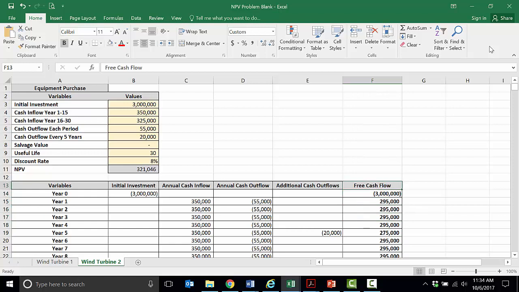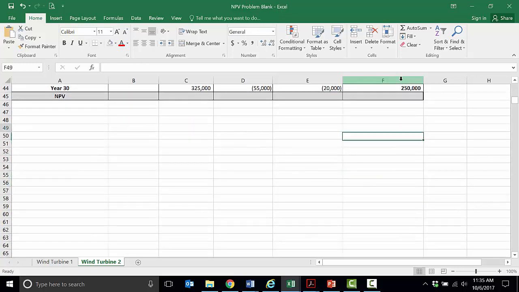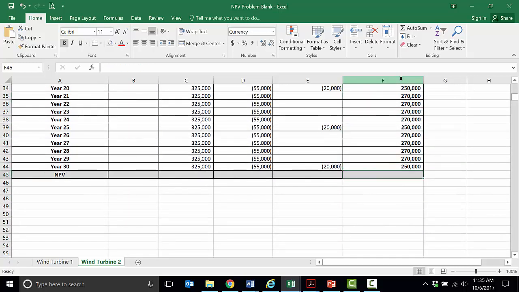So here's some different terminology we could use here. I could call this free cash flow, or undiscounted net cash flows is another term I could use. So again, don't let the terminology trip you up too much. More so just think about what we're trying to calculate here. So this is the net cash flows for each year. Once I have these values, I can go down and calculate the net present value for the whole problem.